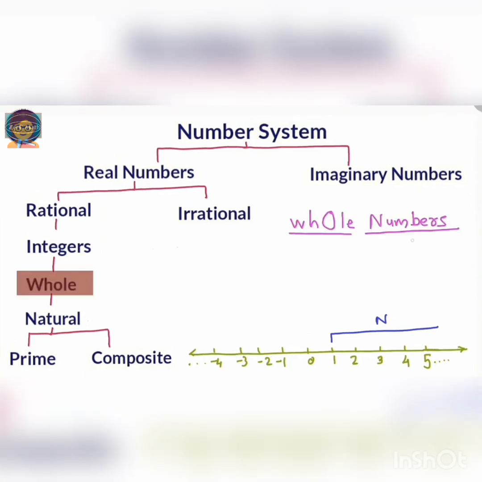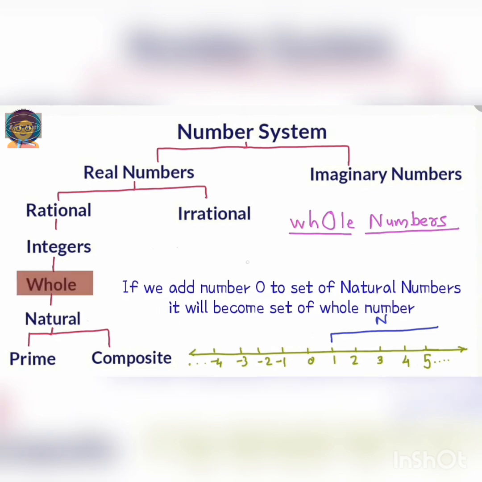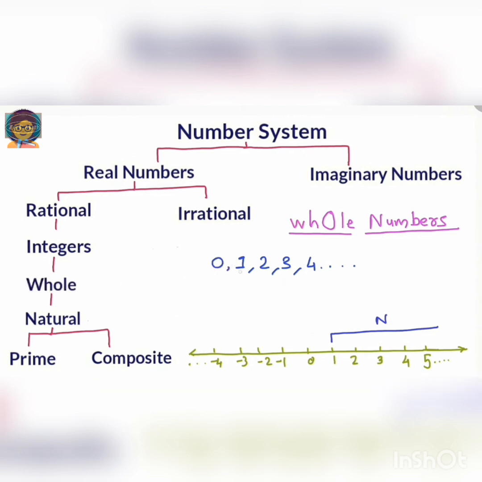Let's move on to whole numbers. So if we add 0 to natural numbers, it becomes whole number. So I have my natural number 1, 2, 3, 4, so on. If I add 0, it will become my whole number. So you can say that every natural number is a whole number. So whole numbers are represented by letter W, which is a set of numbers which starts with 0 and it increments by 1 till infinity.